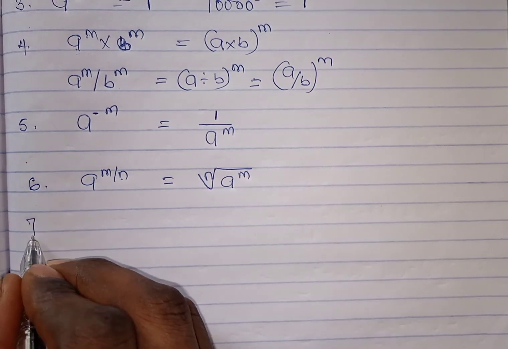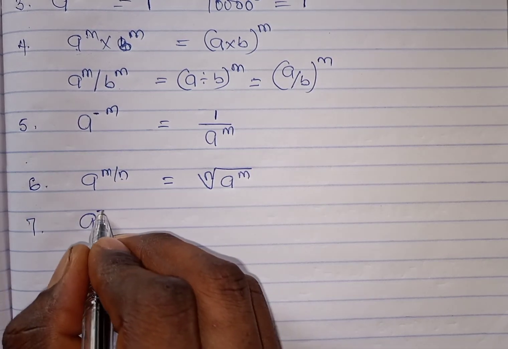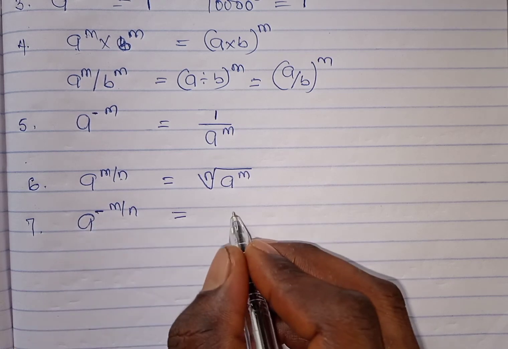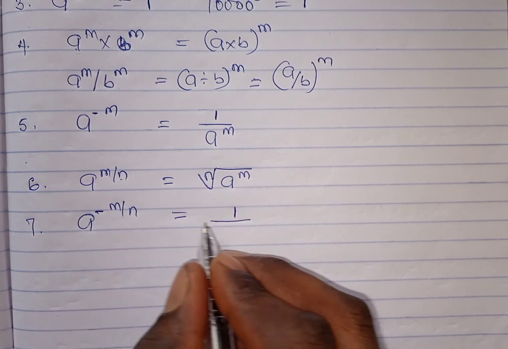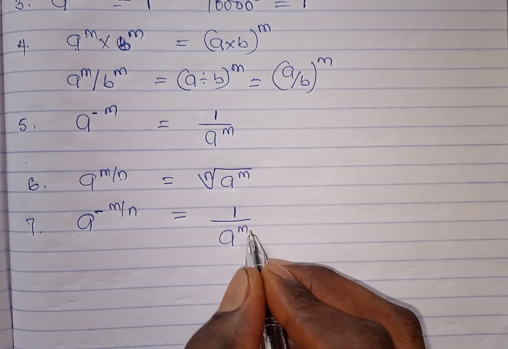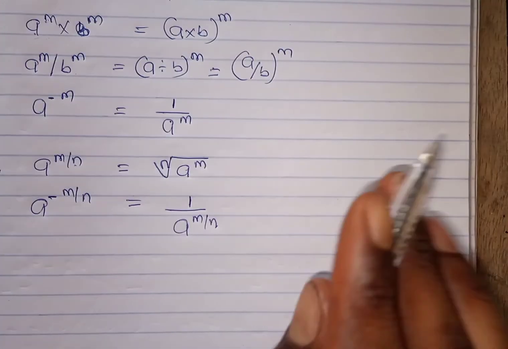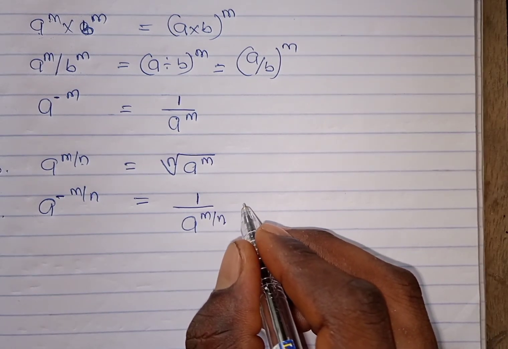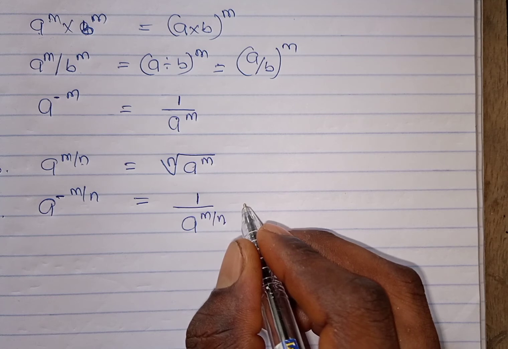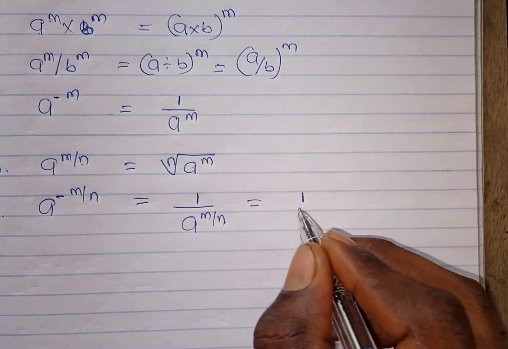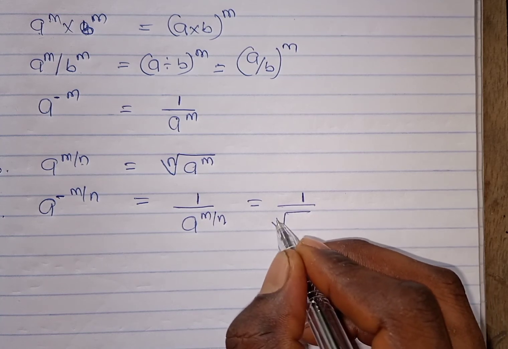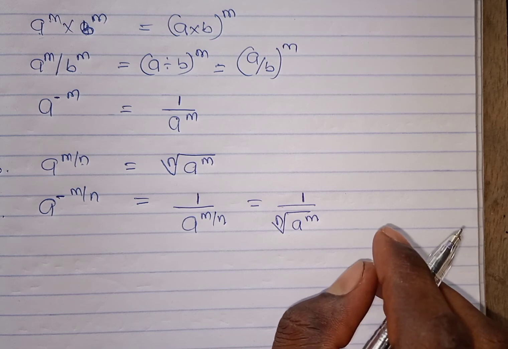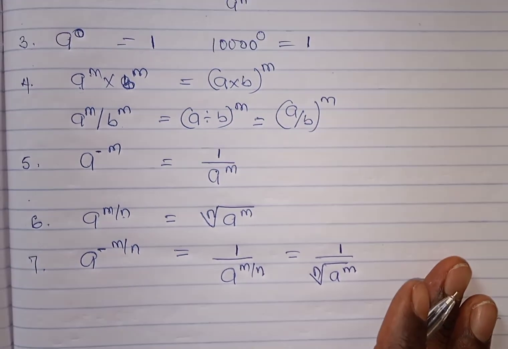Then lastly, for the seventh one, we have a raised to the power of negative m over n. First, don't forget that this negative means 1 over, then you come back to 1 over a raised to the power of m over n. Don't forget this law. Which will now give you something like 1 over the nth root of a raised to the power of m. So basically, these are the 7 laws of indices.